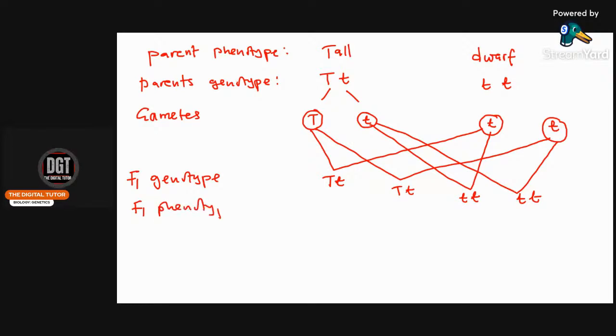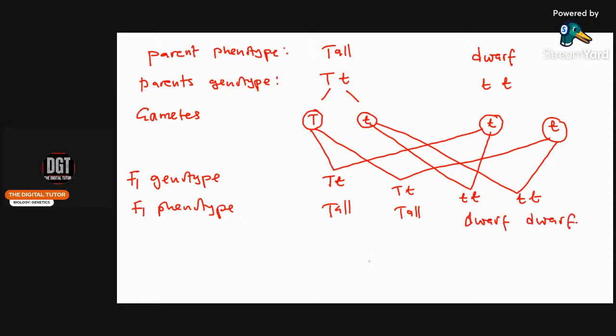Then F1 phenotype. What will be F1 phenotype? You know that T is recessive. So it will be shielded by this. The tallness will be expressed. So in terms of phenotype, this is tall. This one is tall. This one is the dwarf. This one is what? Dwarf.